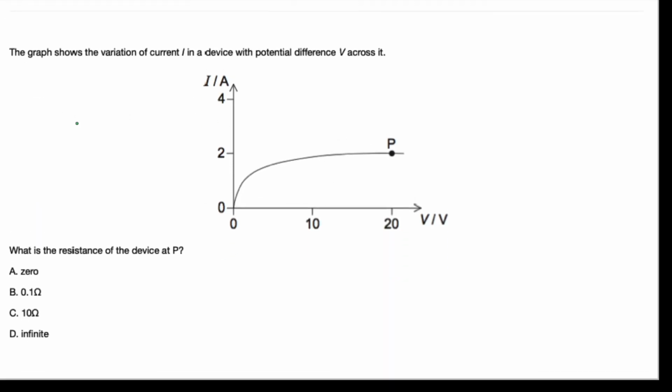The graph shows the variation of current I in a device with potential difference V across it. What is the resistance of the device at point P? Resistance is equal to voltage over current. At this point it has a voltage of 20 and a current of 2 ampere, so the resistance is going to be equal to 10 ohm.